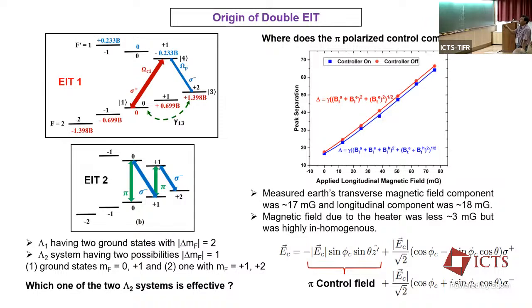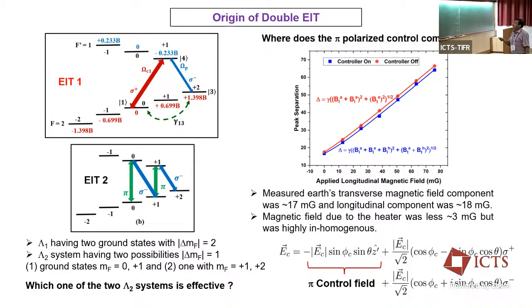There are only two ways that you get two EITs. One of them is delta MF equal to 2 in the two ground states. The other has two possibilities, delta MF equal to 1. So either it can be 0 to 0, plus or minus in the ground state, or plus or minus 1 and plus 2. So these are the two. Now, which one of these two EIT systems is effective? Is it that there are two independent EITs working, or one of them, or what is happening here?